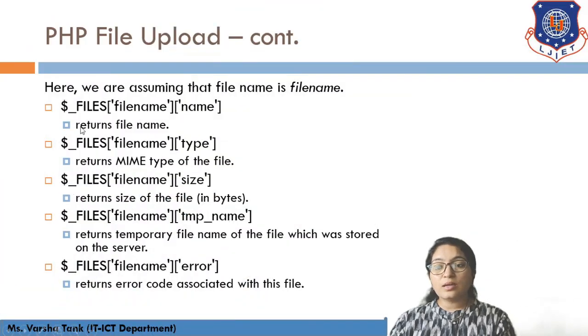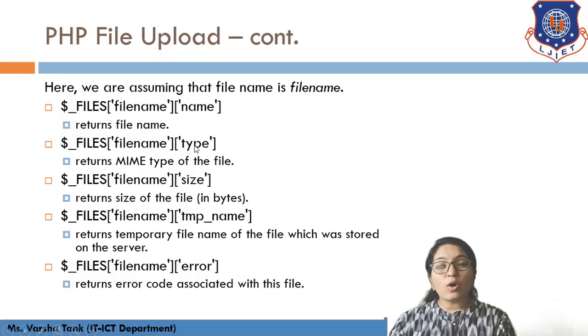Now next, here we are assuming that the file name is a file name. So let's assume a test in place of the file name. So let's see, $_FILES['file']['name']. That means what will this display? This syntax looks like an associative array. So this $_FILES['file']['name'] will return the file name.